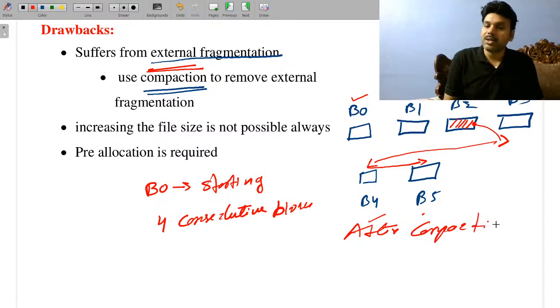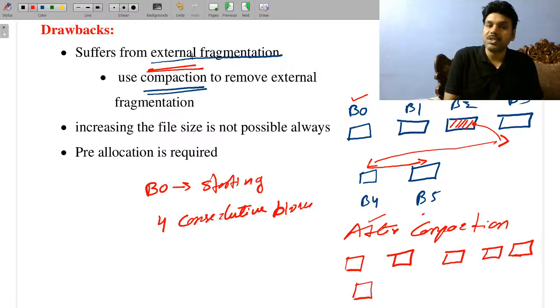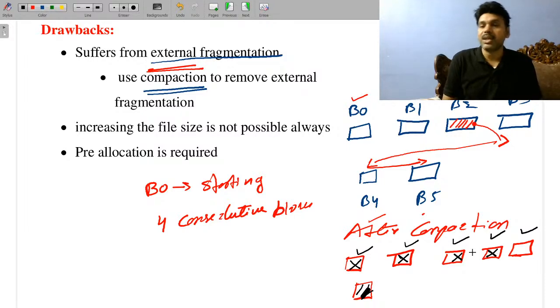After compaction, your disk structure is changed like this. So you got 5 consecutive blocks, and one is a busy block. That busy block is this one only, shifted down. Now we have 5 consecutive blocks. Therefore, I can keep file X in the 4 consecutive required blocks. This is the meaning of compaction: to eliminate external fragmentation.